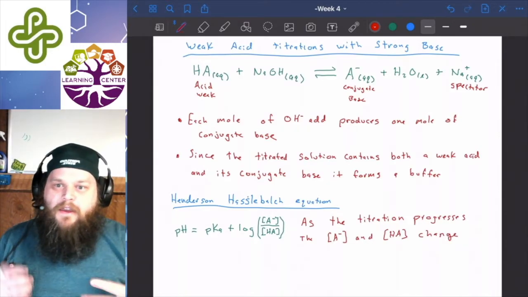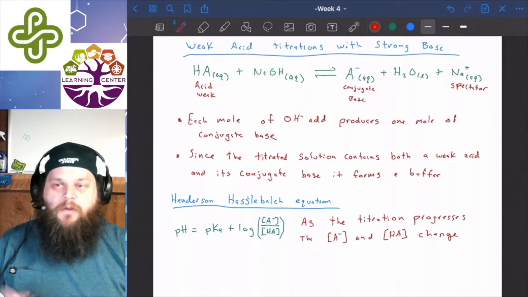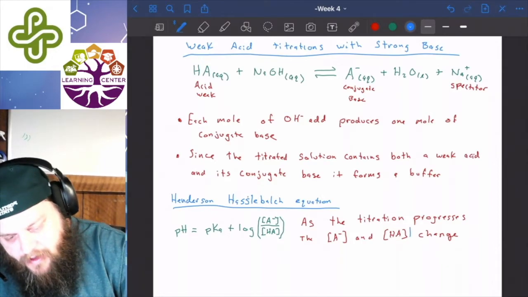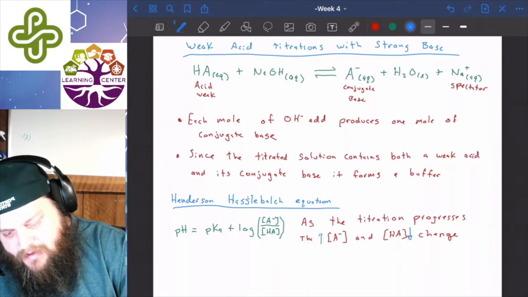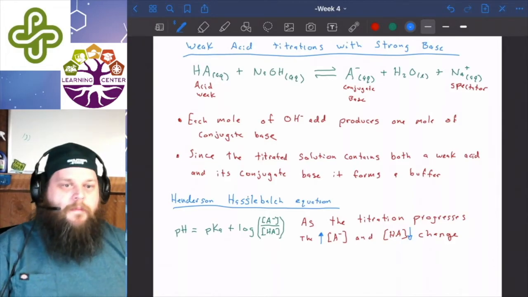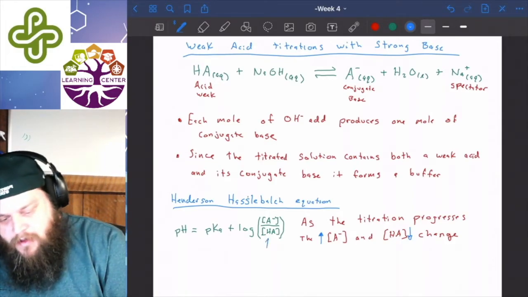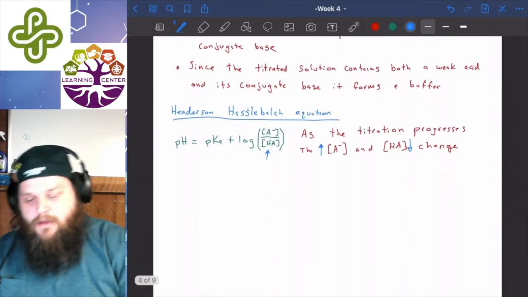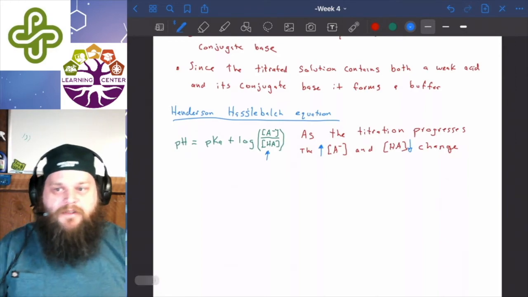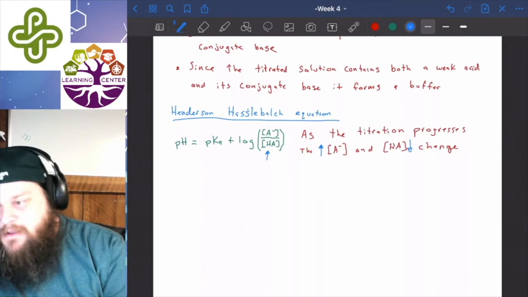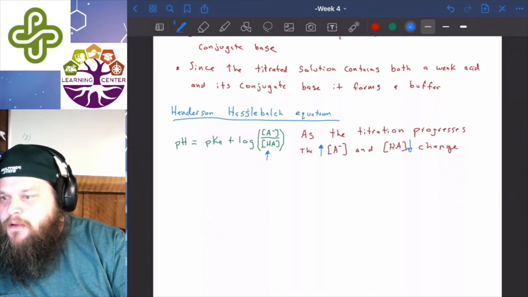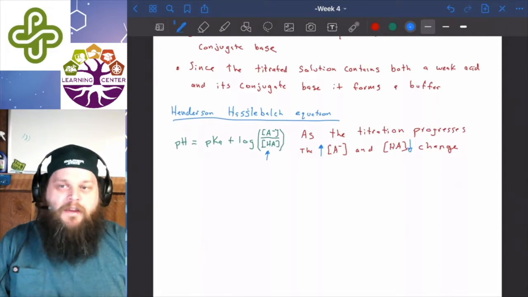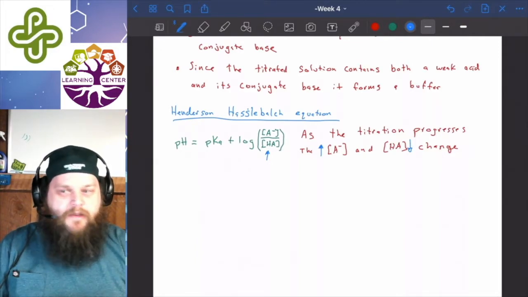So as we're adding in more base to it, we're losing our acid. So our acid is actually going to be going down, where our base is going to be going up. So this ratio in here is going to change, and that's going to affect the pH. And we can see the different stages during that buffer system of how it affects the pH. I'm going to talk about three of the main ones here. So initially, we haven't added anything into it, so it's at this equilibrium state for the acid anyways.